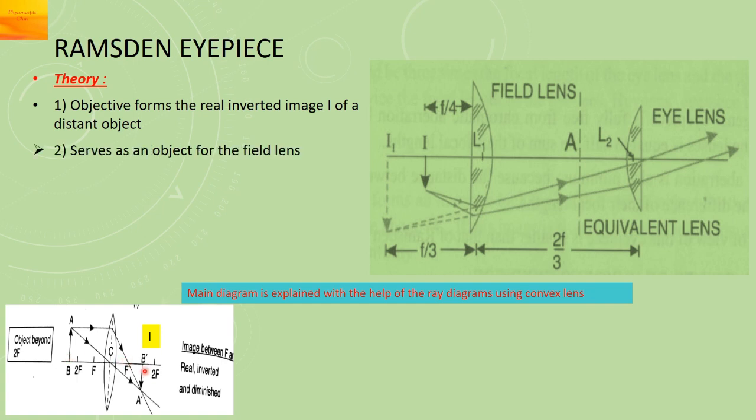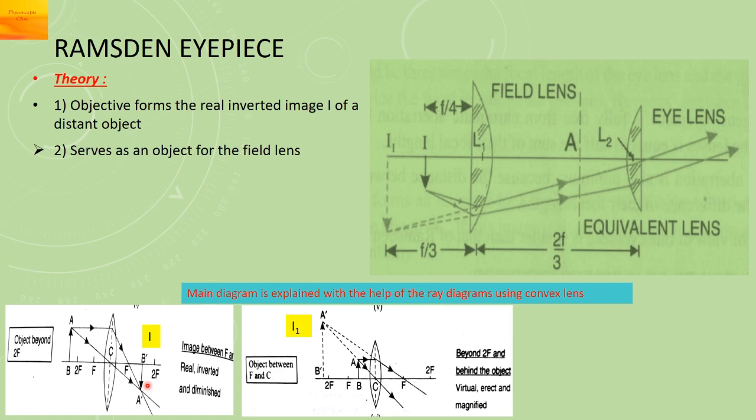Now this image that we have got will act as an object for the field lens. This is the field lens. This is the image that we have got from the objective. The diagrams shown here are ready-made diagrams. Even if it appears inverted, you have to understand that the object is inverted for the field lens, because this object is actually the image that you are getting from the objective.